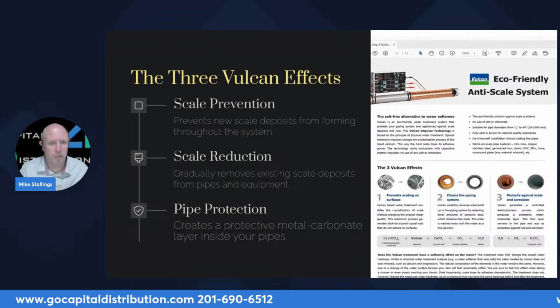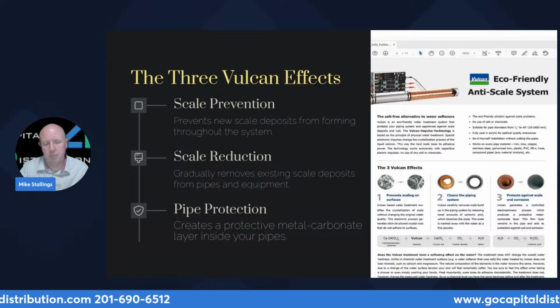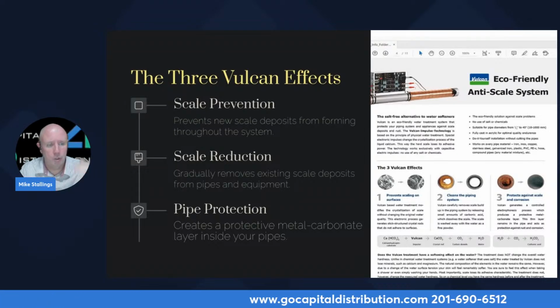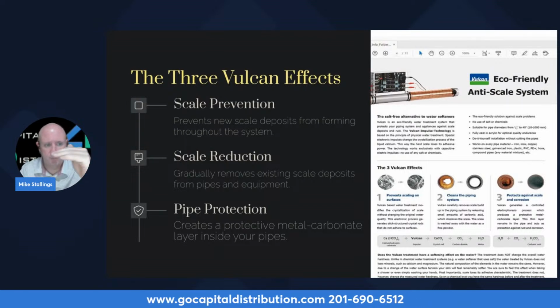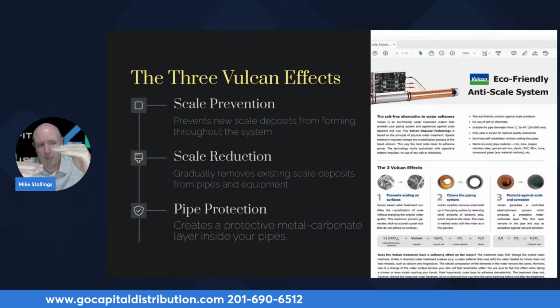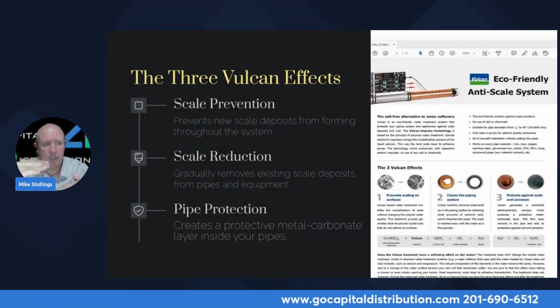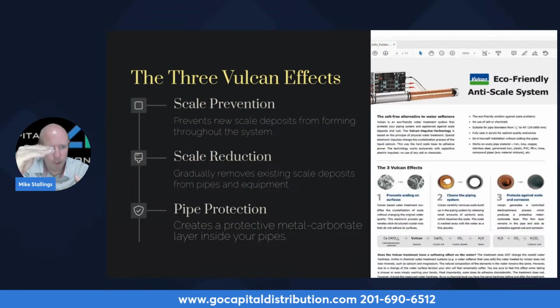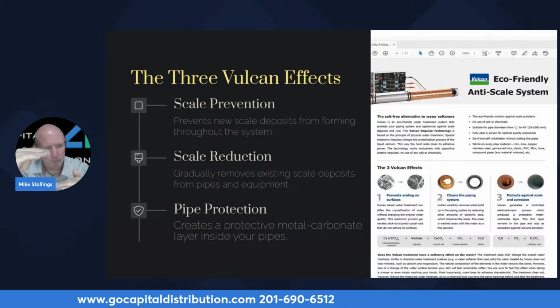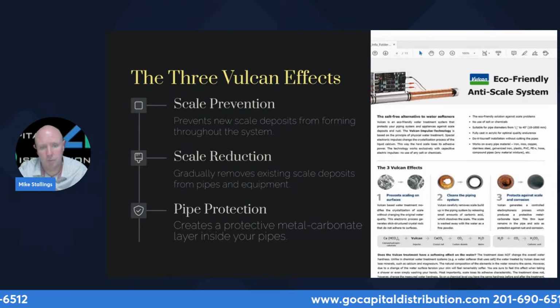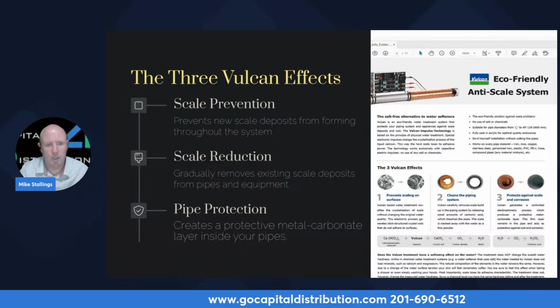Number one, scale prevention. I'm going to show you another slide in a minute. Normally, if you have moderate to hard water, you're getting a buildup of scale, let's say this high. You're getting a reduction of this much per day. What Vulcan does is reverse it. You'll get more of a reduction, and you'll still get a little bit of buildup. That's just common naturally, but you're going to take more out, and over time, any buildup you have in your pipes and on your equipment is going to be slowly removed away. That's where the scale reduction comes in.